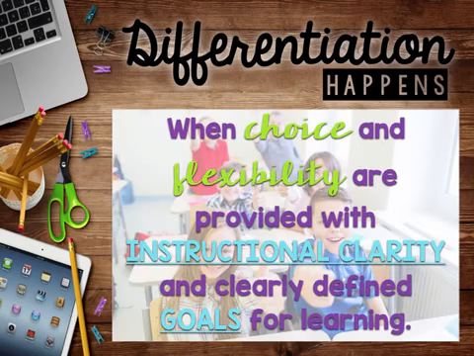Differentiation happens when choice and flexibility are provided with instructional clarity and clearly defined goals for learning. This is differentiation at its core. Choice and flexibility must be combined with other things. Instructional clarity allows students to know why they are learning something, and goals give them direction in which to move towards. Understanding that each student moves towards these goals differently and at a different pace will give us a better framework to understand what differentiated instruction is and why it's important.